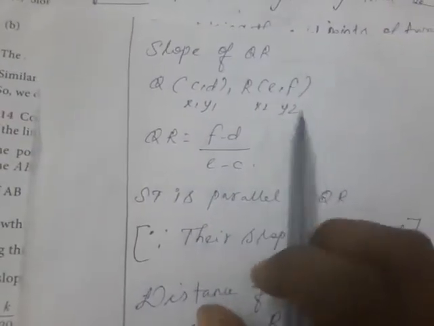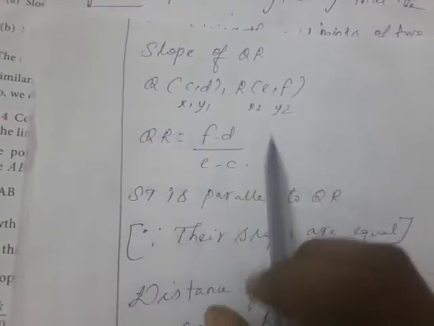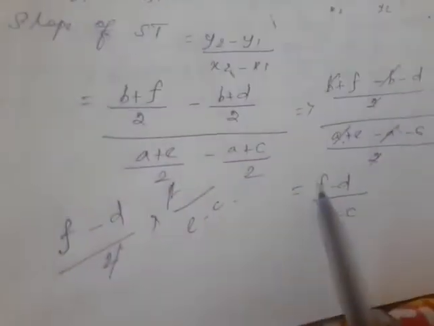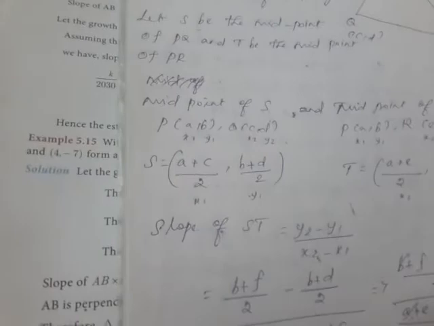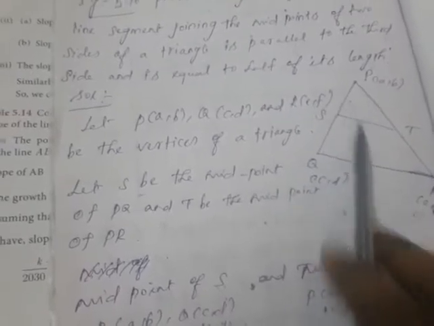Slope of QR: Q is C comma D and R is E comma F, as X1 Y1 and X2 Y2. So the slope is Y2 minus Y1 by X2 minus X1, which is F minus D by E minus C. This is the same as the slope of ST. So ST and QR are parallel because the slopes are equal. The first part is proved.